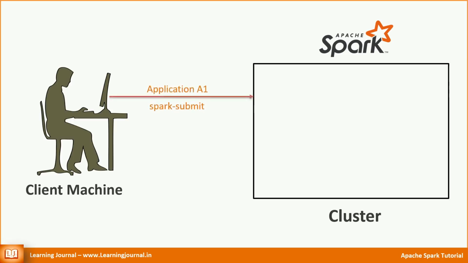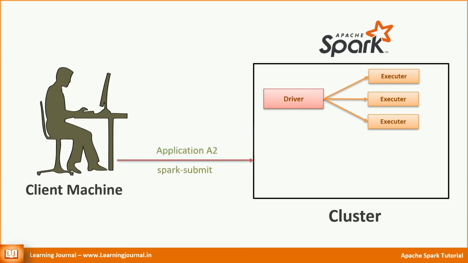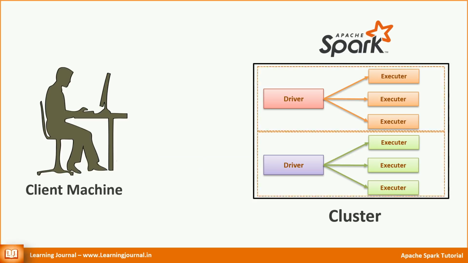You execute an application A1 using Spark Submit, and Spark will create one driver process and some executor processes for A1. This entire set is exclusive for the application A1. Now you submit another application A2, and Spark will create one more driver process and some executor processes for A2. So for every application, Spark creates one driver and a bunch of executors.